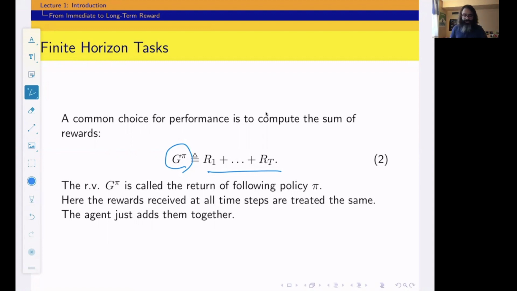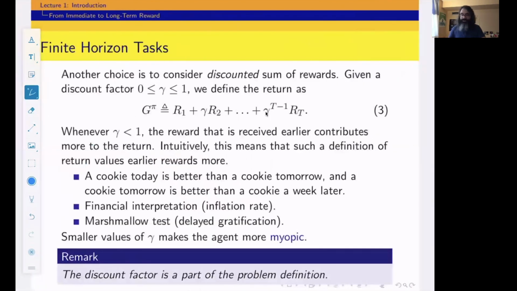So here, the intuition is that it doesn't matter whether we get reward at the first time step or 5th time step or 100th time step. All of the rewards are the same. So we just take a sum of all of them, and that would be our performance measure, called the return of following pi. We use the notation G pi in most cases. So that's one.